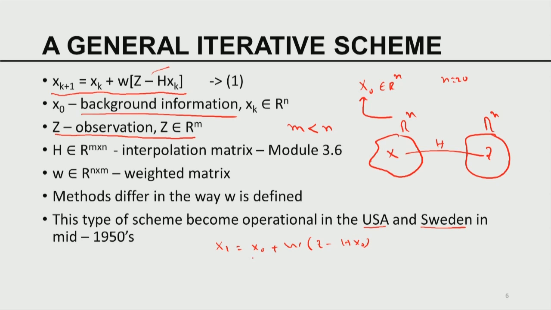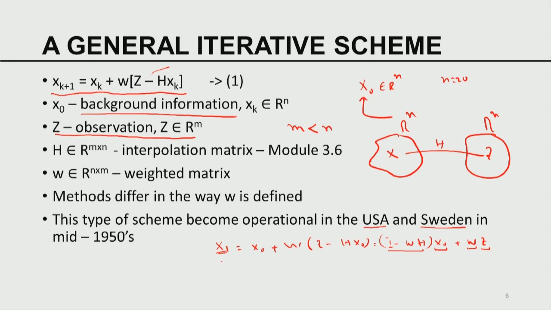X naught did not have any information about Z. Z did not have any information about X naught, but X1 is the linear combination of X naught and Z. You could have also rewritten this as I minus WH times X naught plus WZ. So this is the weight matrix that is used for the initial condition. This is the weight matrix that is used for the observation. You can think of X1 to be the linear combination of the background information and the observation. This is what I want you to see. The emphasis here is that you can see the Bayesian philosophy. So they are trying to use the Bayesian philosophy without explicitly formalizing it in the Bayesian framework. They were very clever to anticipate some of the things to come.